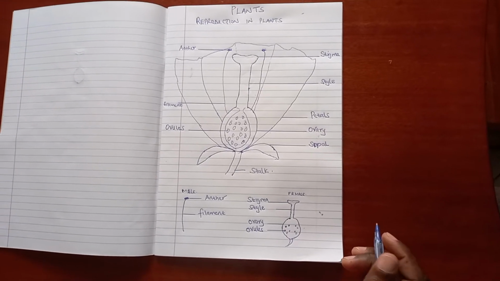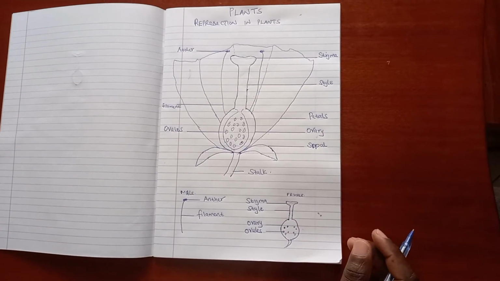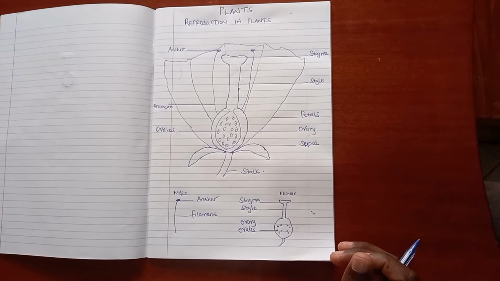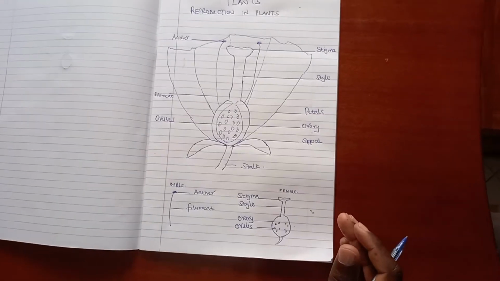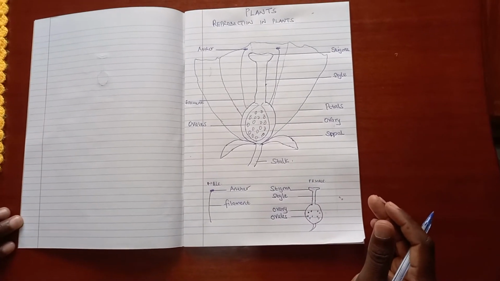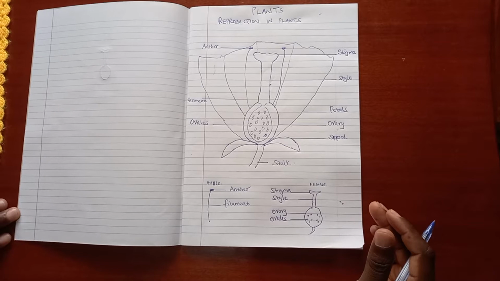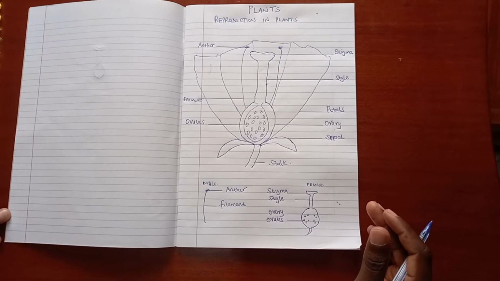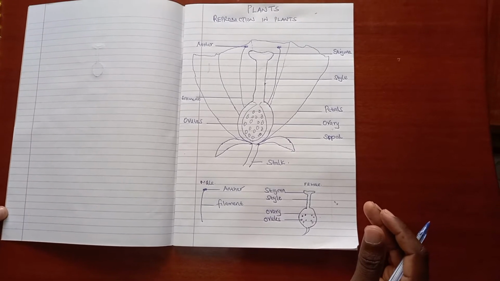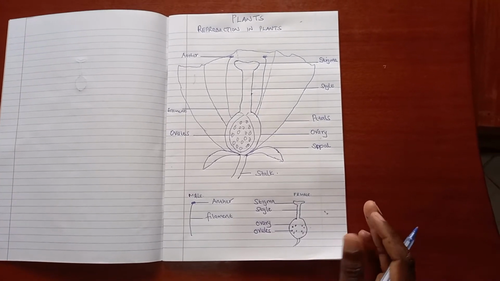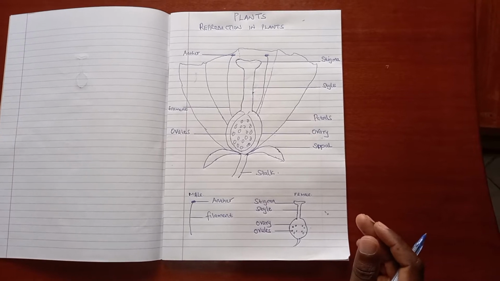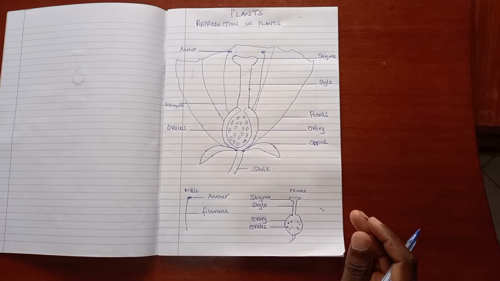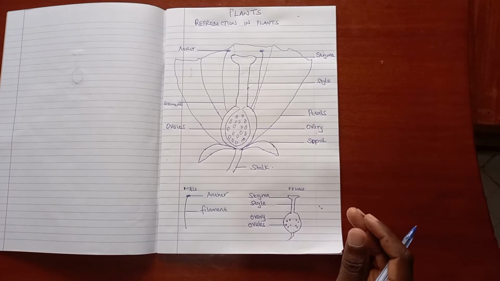So a flower is the reproductive area in a plant. A flower is made up of many components, many parts. Unlike animals, where you have different animals which are male and female, in most plants, male and female parts are found in the same flower. So the diagram of a flower is well shown on your diagram. You can see it, and you're going to tackle one part after the other.